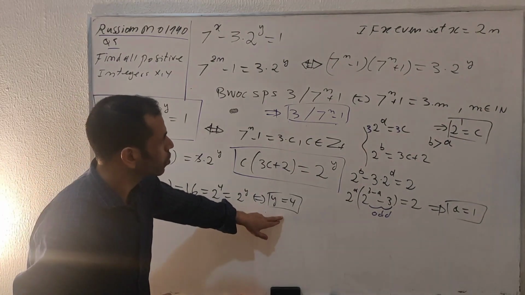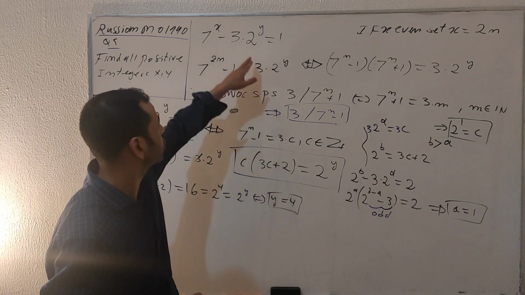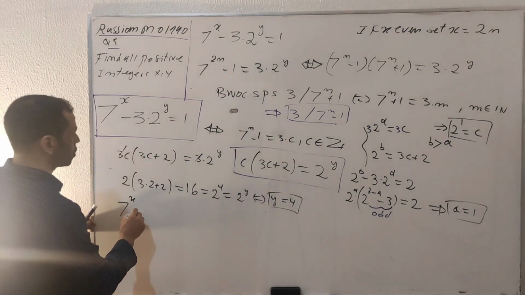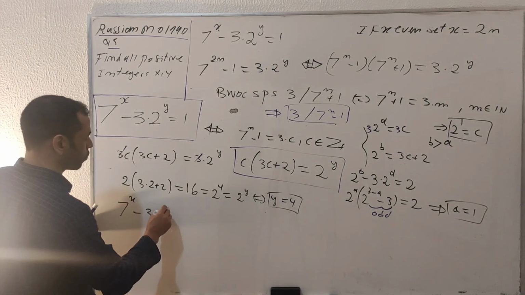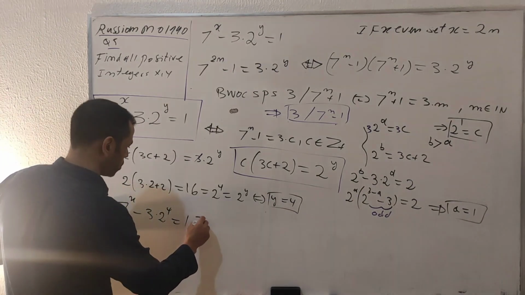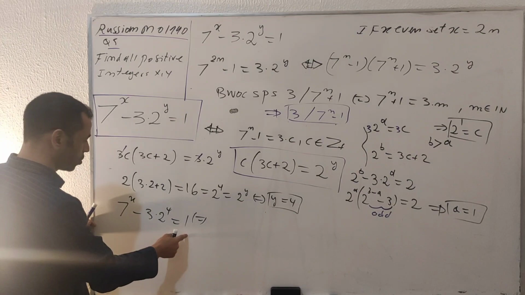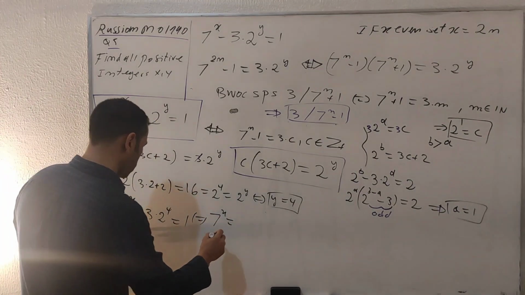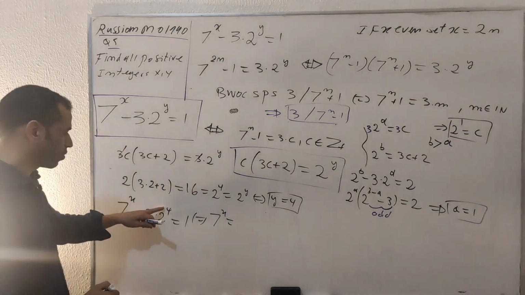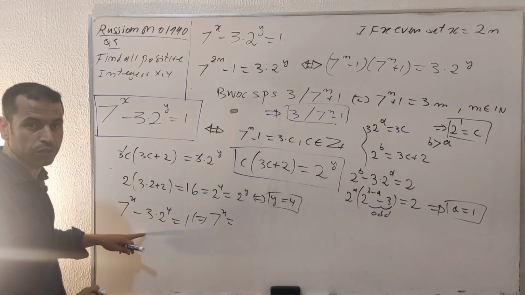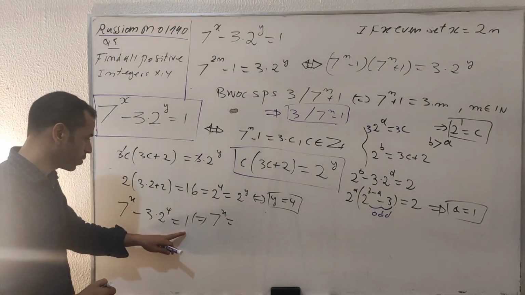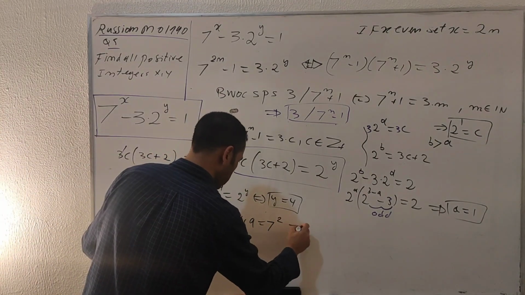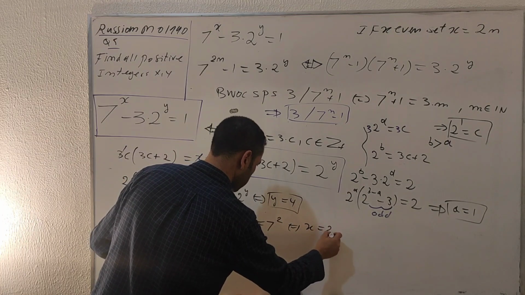If y equals 4, we're going to insert the value of y into the original equation to find x. So we'll have 7 to the x minus 3 multiplied by 2 to the 4 equals 1. I'm simply going to move this term over to the right. I will get 7 to the x. 2 to the 4 is 16. 16 multiplied by 3 is 48. 48 plus 1 is 49.